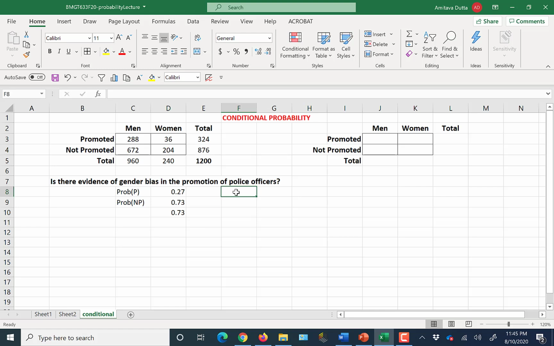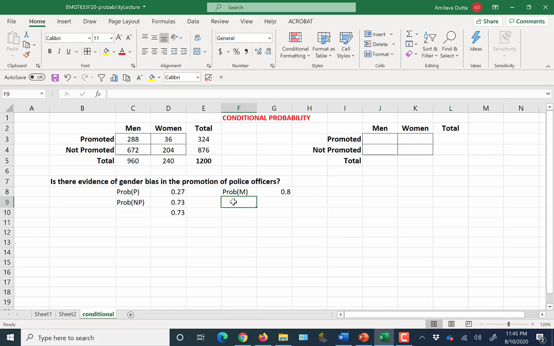Suppose I pick an officer at random out of this 1,200. What is the likelihood that the officer is male? So the probability of being male. Out of these 1,200 officers, 960 are men, isn't it? So this probability is equal to 960 divided by 1,200. That's the probability of an officer being male. An officer picked at random being male is 0.8.